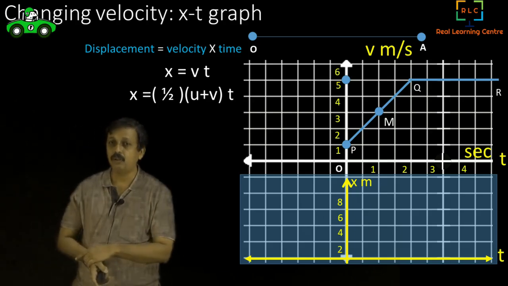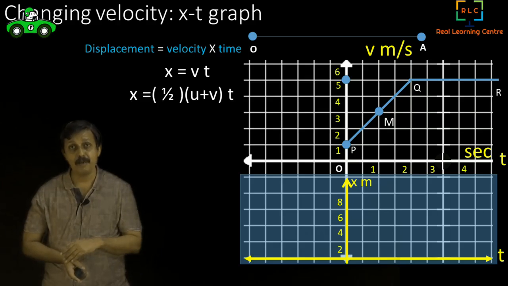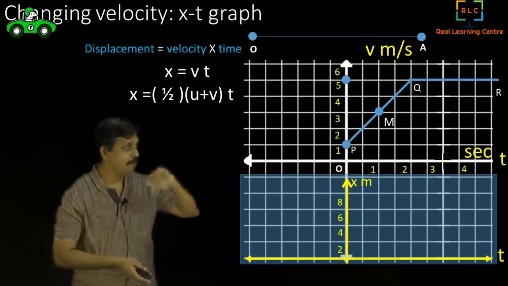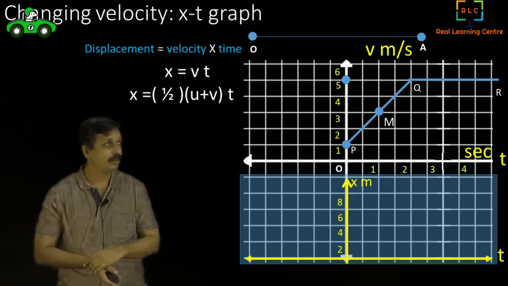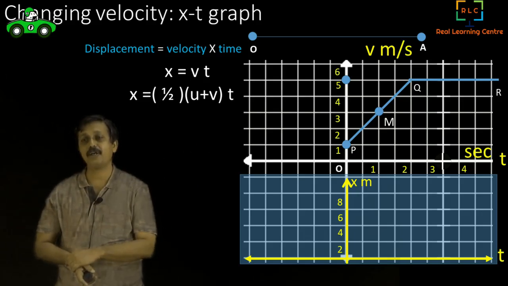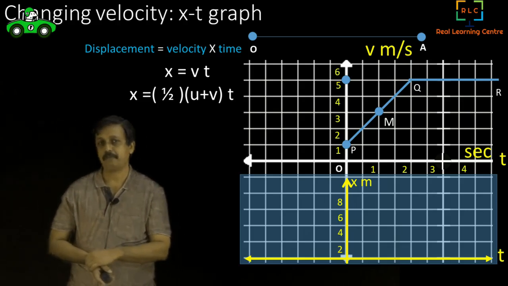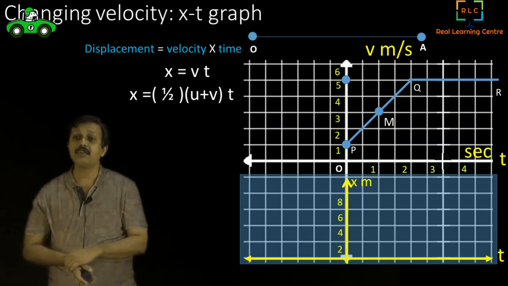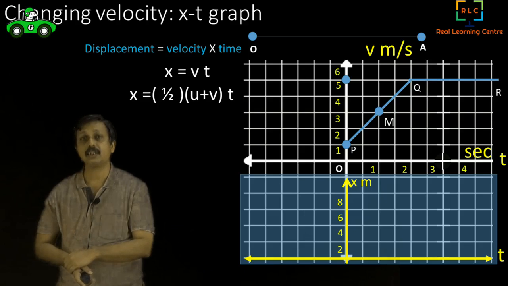If you see, we are taking a middle velocity at M. Half of u plus v is actually the velocity at M. So we are taking the middle velocity and multiplying that with time. That probably will give us a good answer to how much the displacement is.